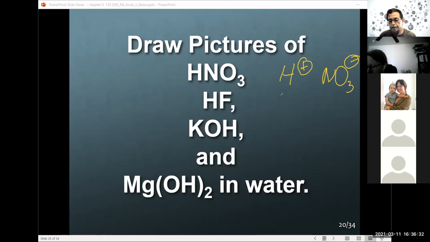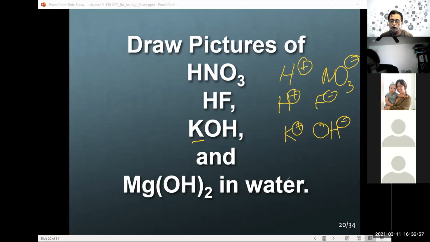Next one, HF, same scenario, similar. I'm going to make H+, the proton, and the fluoride ion. Okay, then KOH. Well, I see I got potassium, so I'm going to make the potassium ion, and the OH is the hydroxide ion. So what I'm doing right now is writing down all the ions I'm going to make, because I'm going to have to draw a diagram to represent them in the solution of water. So let me get the ions.